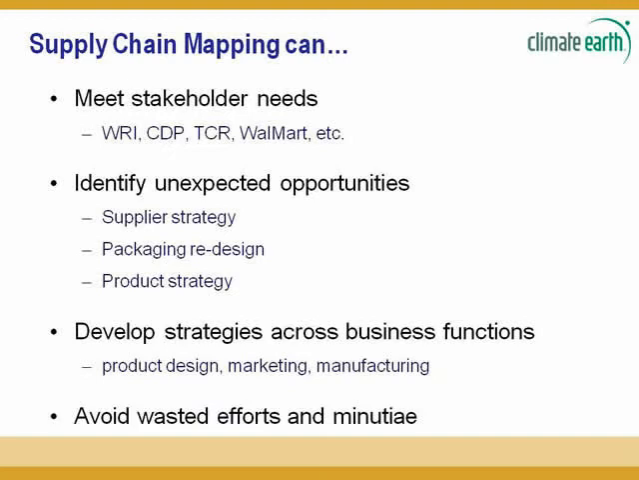And finally, one of the most important aspects of doing a comprehensive supply chain carbon mapping is that you're avoiding wasted efforts. So you're not going to spend a lot of time analyzing an aspect of your supply chain that turns out to be unimportant. You're not going to spend a lot of time figuring out ways to change light bulbs in a specific facility when that turns out to be 0.5% of your total carbon footprint.